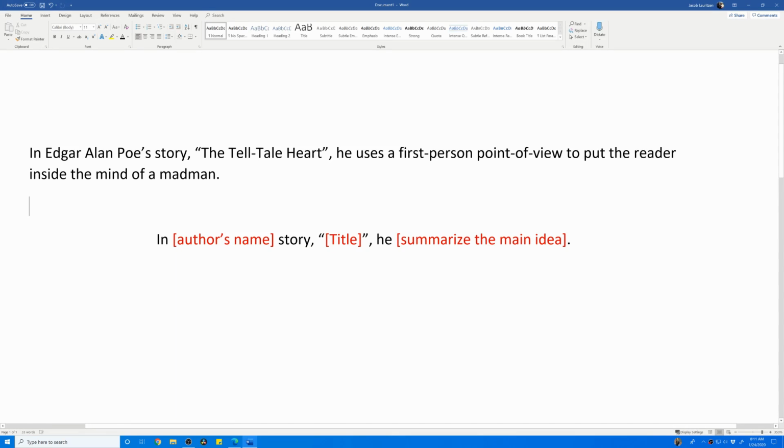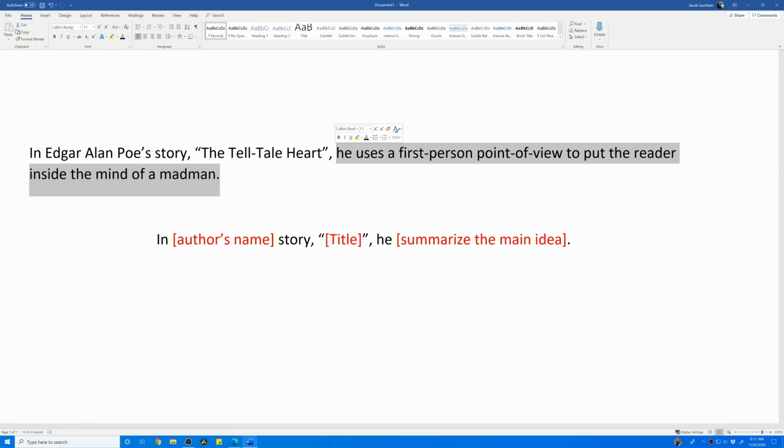Introduce what it is you're going to write about. Give a title. This is some good attribution. And then just kind of summarize the main idea. This doesn't have to be debatable yet, but it's not a bad idea. You could argue whether or not he uses first-person point of view to put the reader inside the mind of a madman. But the paper would also back that up as well.